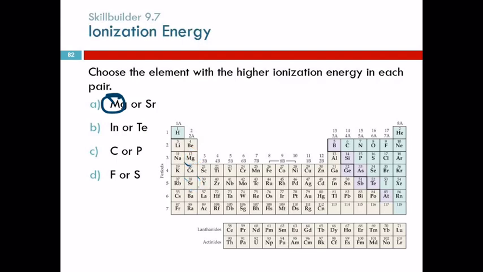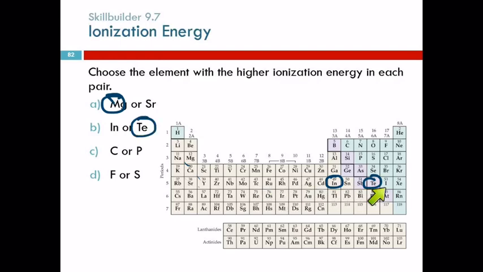How about the next one? And you can answer questions like this even though you don't know which element that is. All you have to do is find it on the periodic table. It's right over here. That actually happens to be indium, and Te is tellurium. So here we have indium and tellurium. Which one has a higher ionization energy? Tellurium, the T one, right? We don't even have to pronounce them.